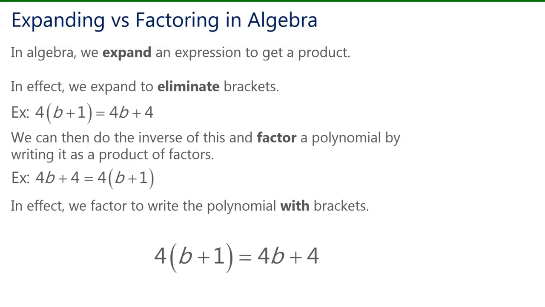Consider this. 4 outside of b plus 1 equals 4b plus 4. When we go from 4b plus 4 to 4 outside of b plus 1, we are factoring. When we go from 4 outside of b plus 1 to 4b plus 4, we are expanding.